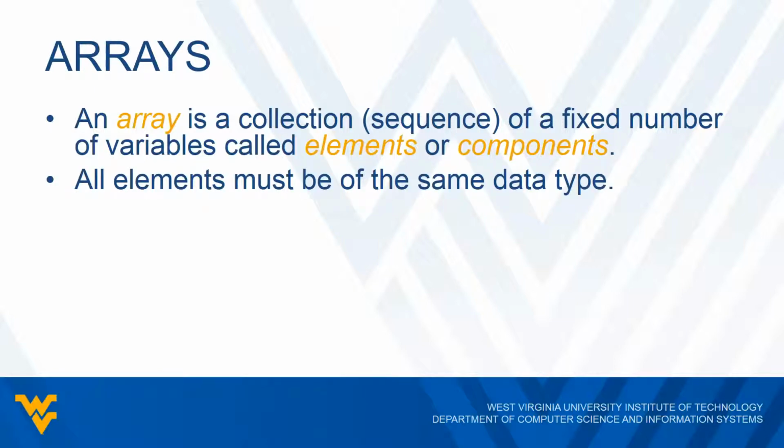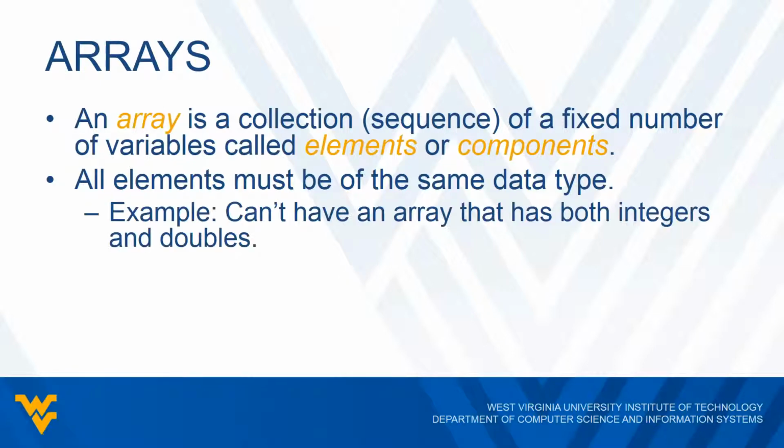Now, all elements of this array must be the same type. So here's the catch. We cannot have an array that has both integers and doubles, for example. So if I create some array, all the elements in here must be the same type. Either they're all integers, they're all doubles, they're all characters, they're all strings, or so forth. But they all have to be the same type.